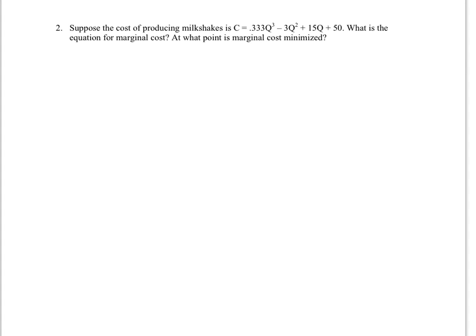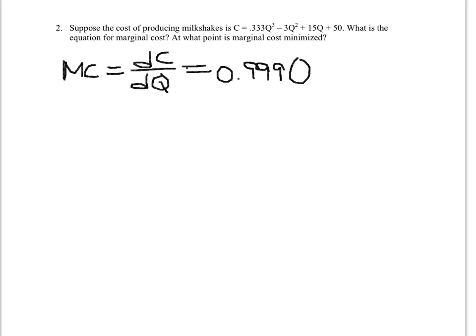The second one, it says, what is the equation for the marginal cost and at what point is it minimized? Well, marginal cost is always the derivative of the cost equation, which is, in this case, Q square minus 6Q plus 15. Looks right.